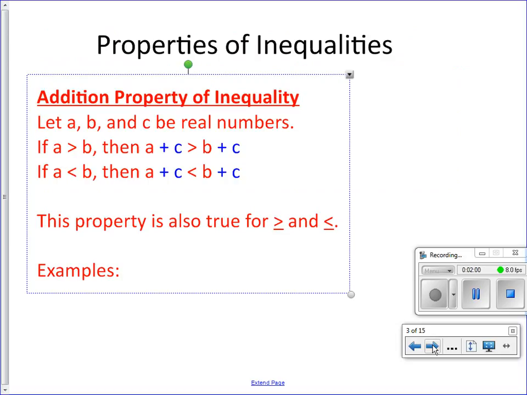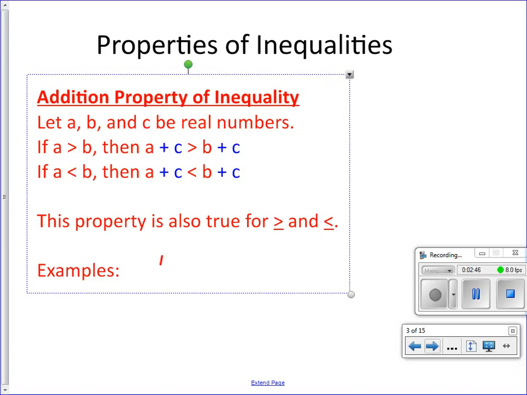Okay, the properties of inequalities are very, very similar to those of the properties of equality. Let A, B, and C be real numbers. If A is greater than B, then A plus C is greater than B plus C. If A is less than B, then A plus C is less than B plus C. And this property also holds true for greater than or equal to and less than or equal to. I want to show you a couple of examples, and we're going to make them simple.